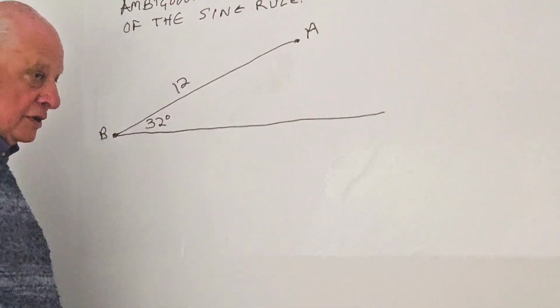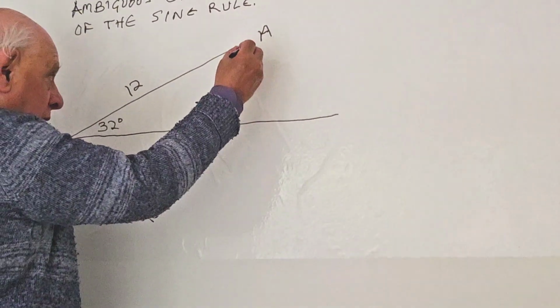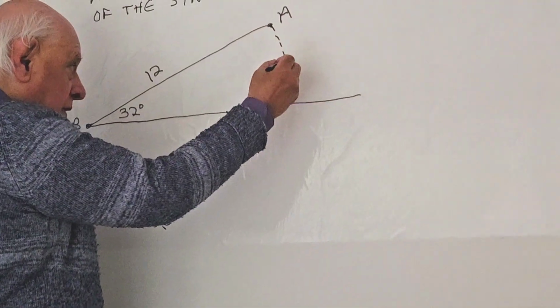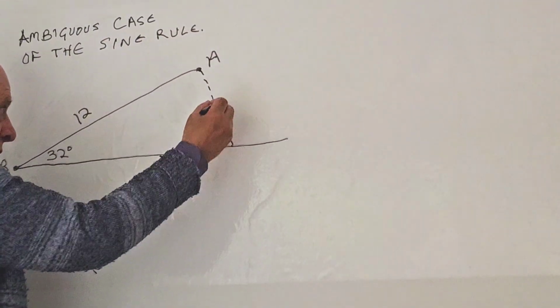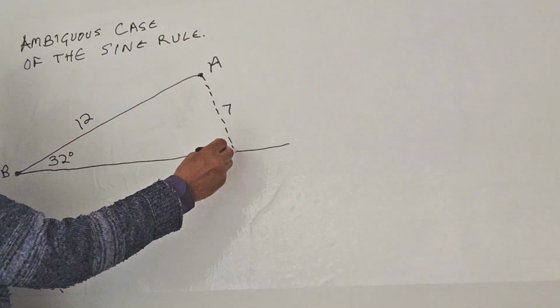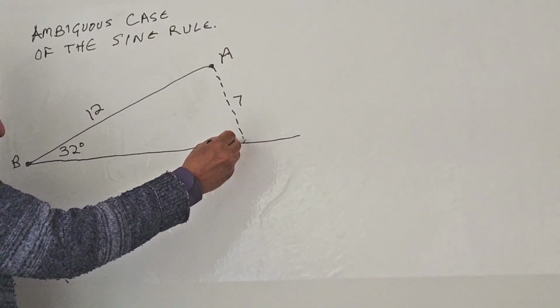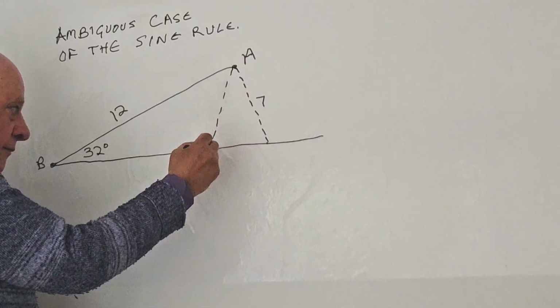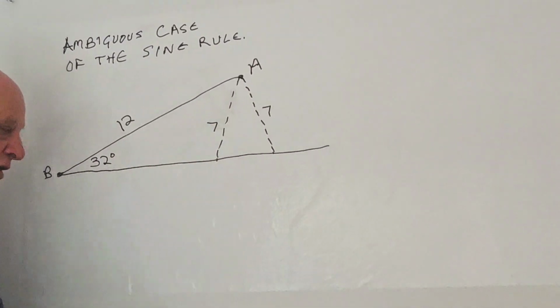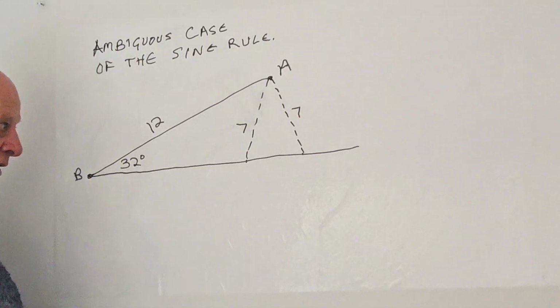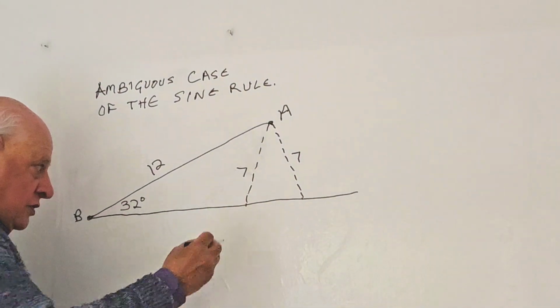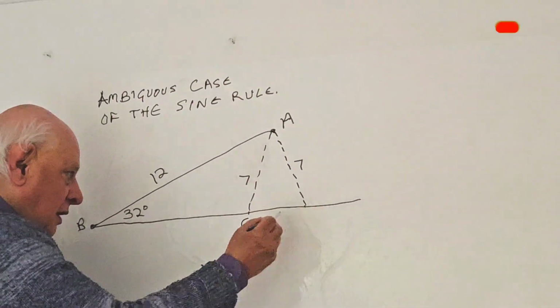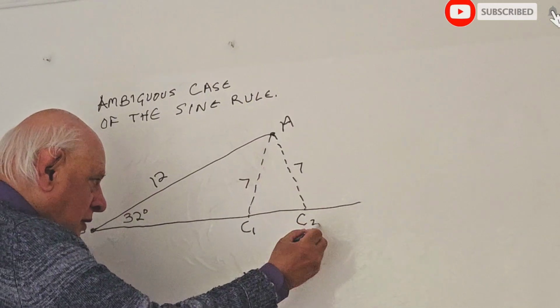There'll be two possibilities here. One, if you try to do this with a compass, the compass pencil would cut there and also at another point there. So in fact we have two triangles, not one. Just to distinguish between the two C's, we'll call this one C1 and that fellow C2.